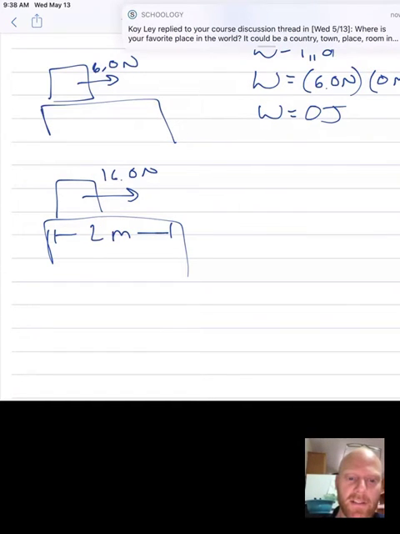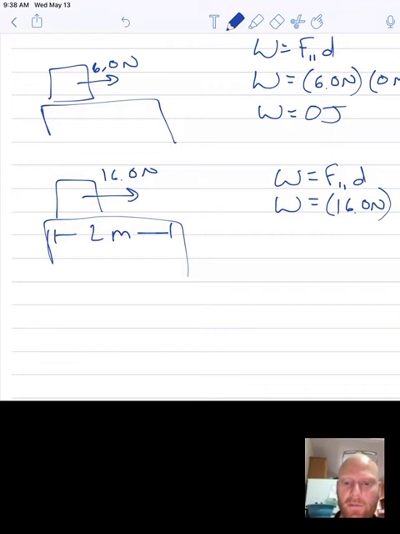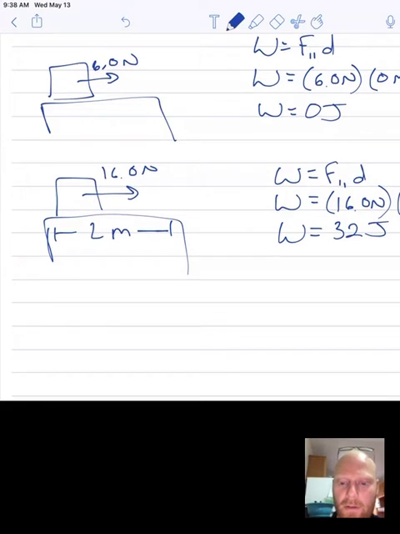Now imagine we have a 16 Newton force on that object and it moves 2 meters. Well, work again is force times distance, so we have 16 newtons times 2 meters, which is 32 joules.